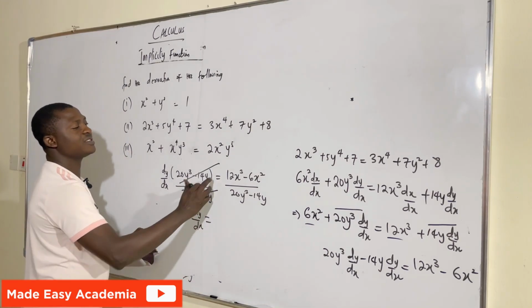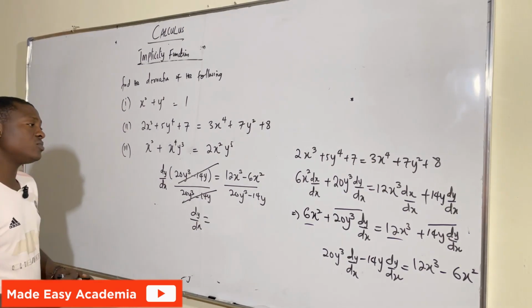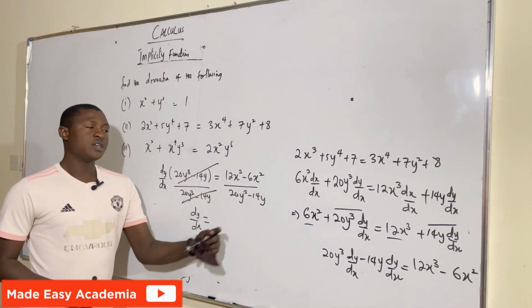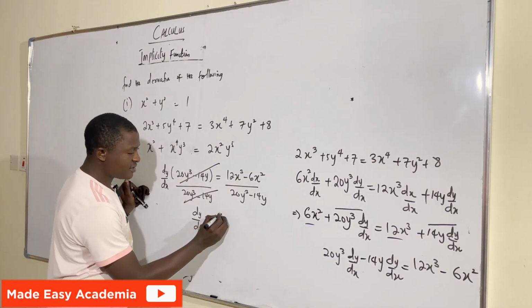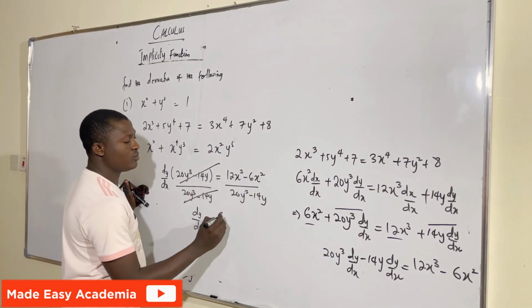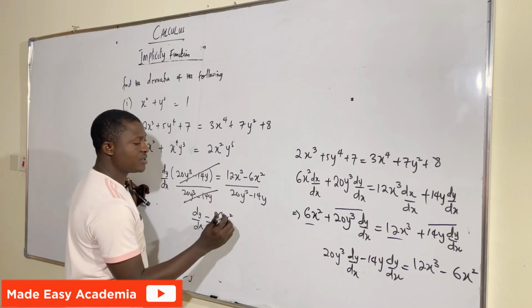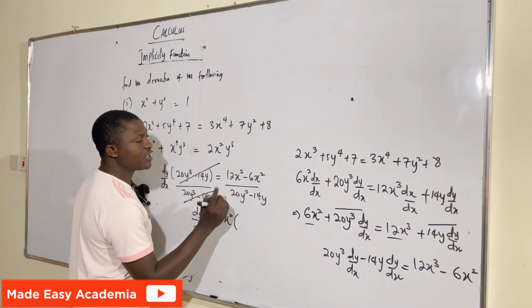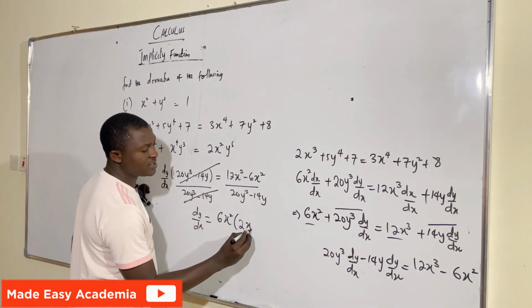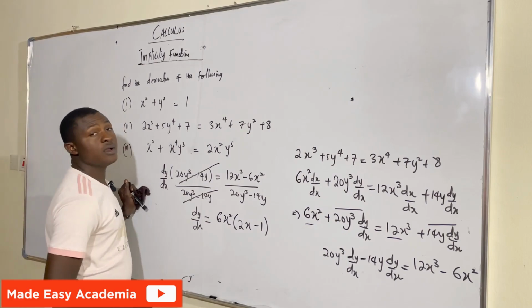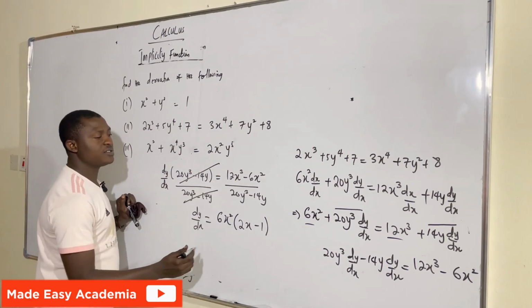So now let's check again. Do we have anything in common at the numerator? Yes, of course we have. 6 is common. At the same time, we also have x squared in common, because this is x cubed and this is x squared. So if I do that, how many 6 can we get in 12? We are going to have 2x left here. Then here we are going to have minus 1, since we have already factored out 6x squared.